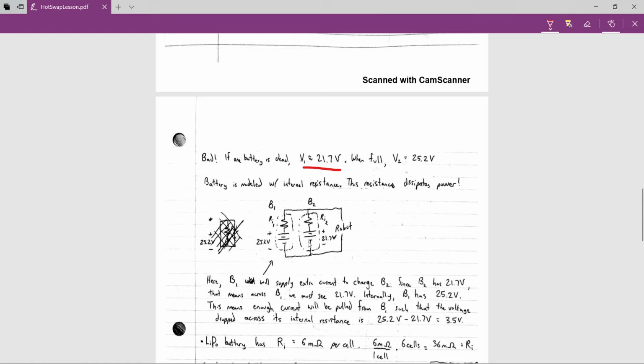And so actually, if I'm using some current from this battery, and then I measure how much voltage I see from the negative to the positive terminal, I won't see 21.7. I'll see 21.7 minus the voltage dropped across this internal resistance.